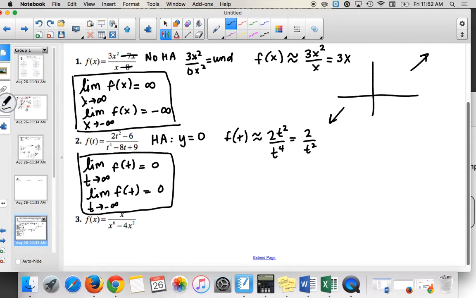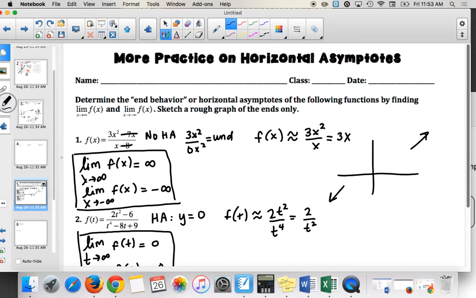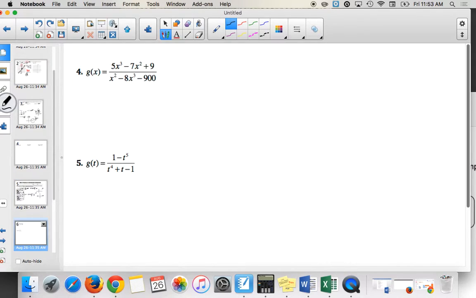So let's look at some other weird ones. I would still like, on the ends, just so it's easy for me to grade, do something like that so I know it's going towards 0. It's hard to do it exactly on the axis, isn't it? All right, so 4 and 5 are similar as well.